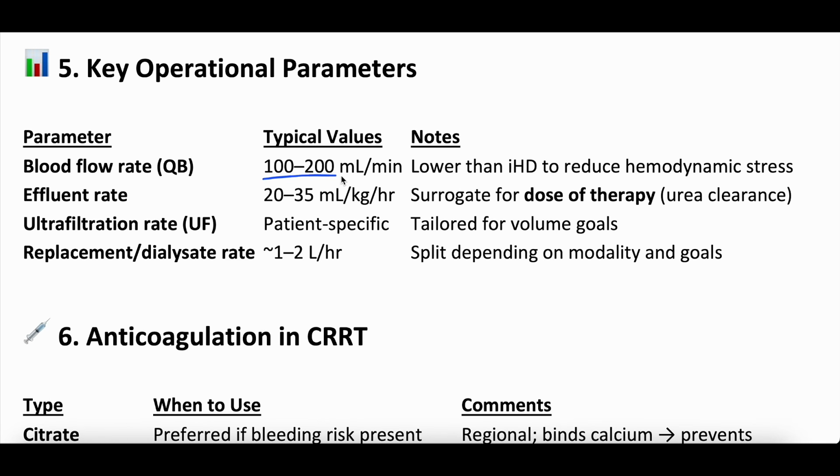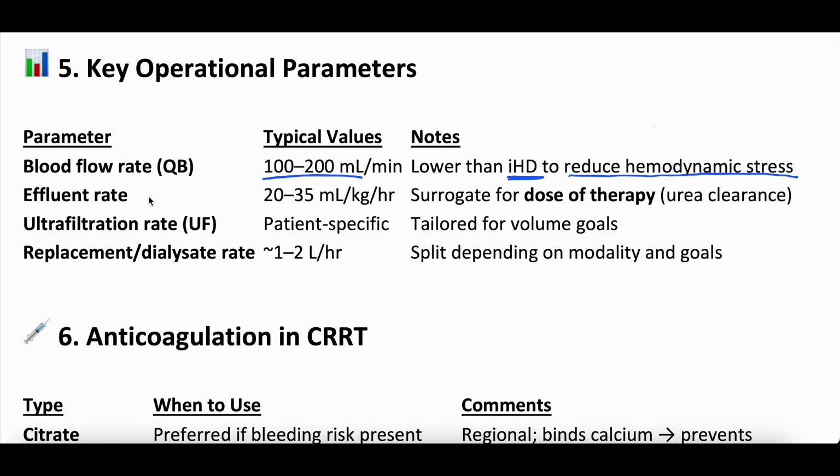It's usually 100 to 200 cc's per minute. This is a lot lower than intermittent hemodialysis, and this is what really reduces that hemodynamic stress. But it is 100 to 200 cc's per minute, so you are removing blood from the body, so it will cause some hemodynamic instability, but much, much less than other dialysis modalities.